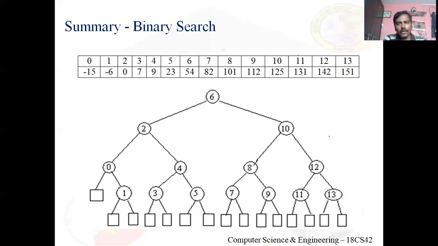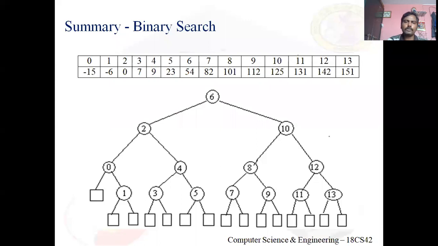I repeat. In the binary decision tree, you travel from the root node, that is 6, to node 9. When I traverse from root node 6 to node 9, what nodes will I encounter? 6, 10, 8, 9. Clear? So in total, how many nodes have I encountered? 4 nodes. This means there are 4 comparisons to locate element 112.